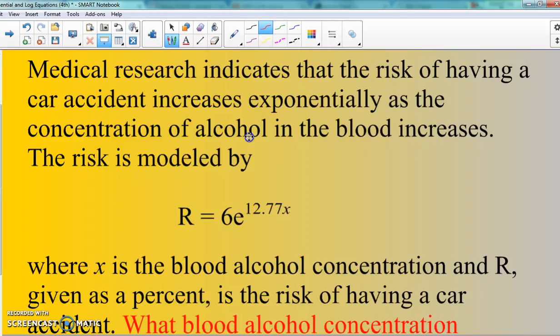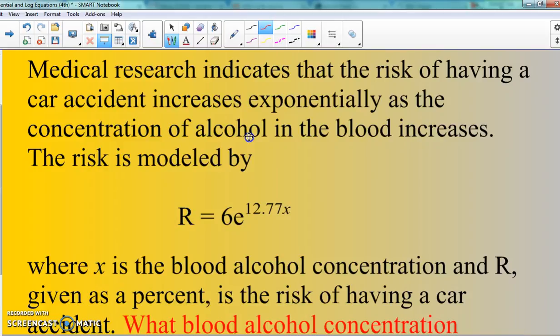Okay, so let's go ahead and read the problem. It says medical research indicates that the risk of having a car accident increases exponentially. So we've talked about graphing exponential functions and all that good stuff, and we've now been talking about exponential equations. So that's what we have here, an exponential equation. So the risk of having a car accident increases exponentially as the concentration of the alcohol in the blood increases. The risk is modeled by this equation right here. R equals 6e to the 12.77x power.